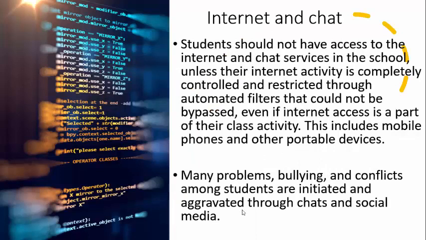Internet and chat. Students should not have access to the internet and chat services in the school unless their internet activity is completely controlled and restricted through automated filters that could not be bypassed, even if internet access is a part of their class activity. This includes mobile phones and other portable devices. Many problems, bullying, and conflicts among students are initiated and aggravated through chats and social media while even in the classroom, if they have access to these devices. We are speaking of maximum high school students. The situation in universities are perhaps a little different, but many times not so different.